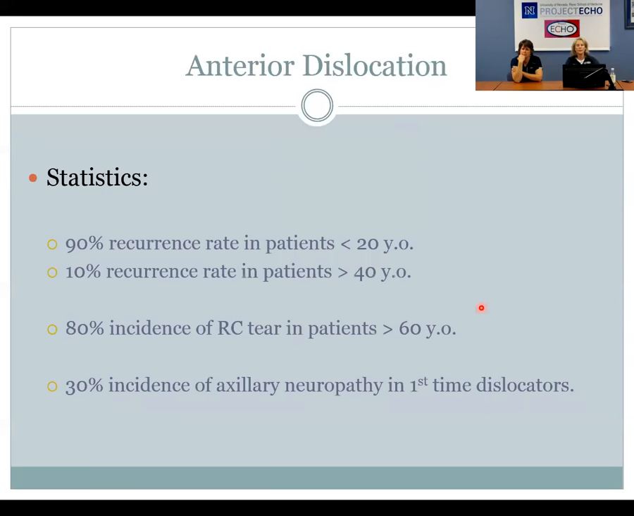Just thinking about these statistics, these are usually running through my mind if I see a patient post shoulder dislocation. There's a 90% recurrence in patients under the age of 20. So the high school aged football player that dislocated the shoulder, reduced either on the field or an hour later in the ER, there's a 90% chance that young athlete is going to dislocate again. So how should that be managed?